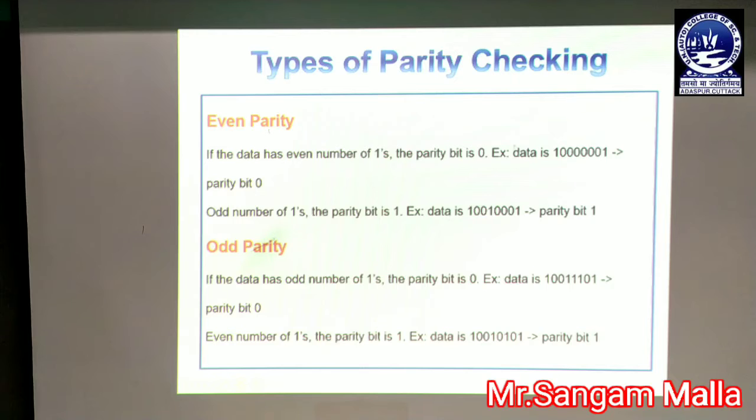So you can see that in both examples, if there is an even number of 1 bits, then the parity bit will be 0. If there is an odd number of 1 bits, then the parity bit will be 1.